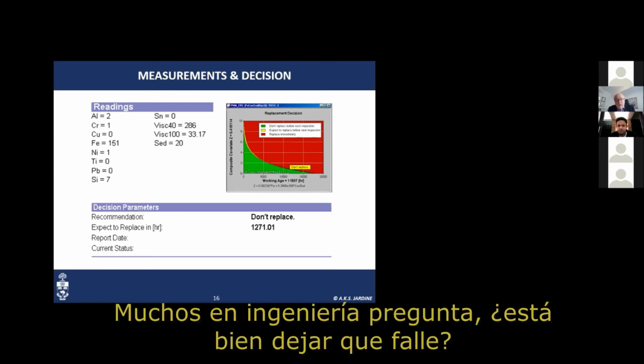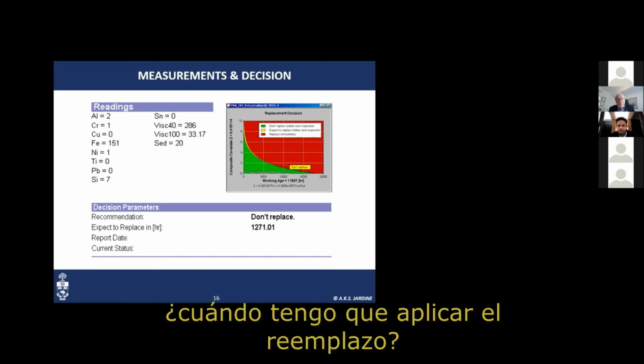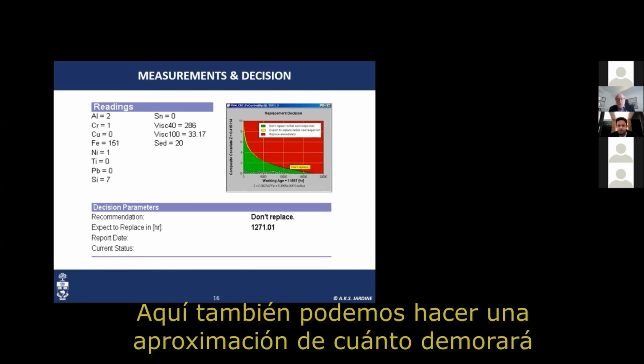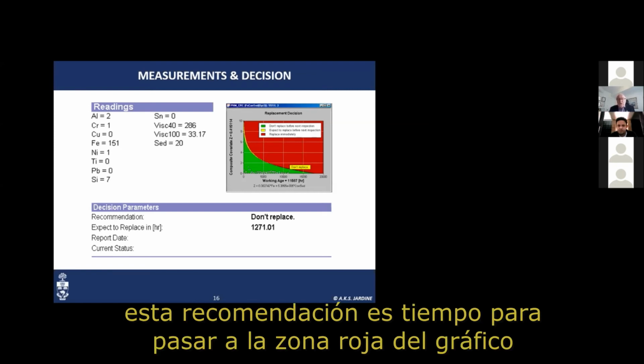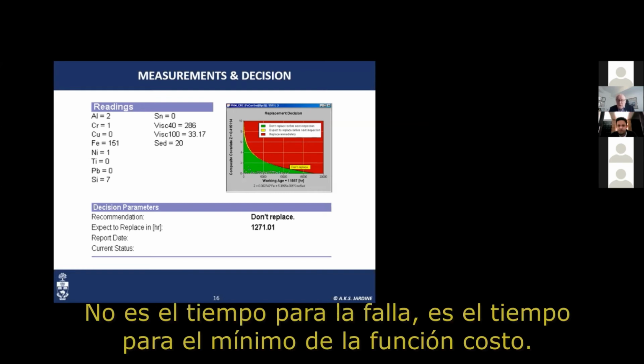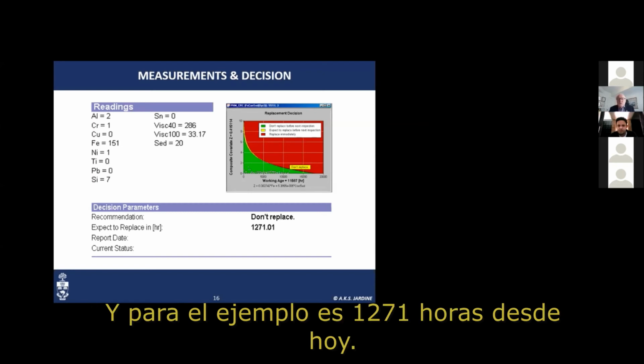And of course, many of us in engineering want to know, it's okay telling me to keep running, but when might I expect to have to change out the plant? So here we also can make an expectation of how long it's going to take before we get into the time where the recommendation is to replace. Now, this recommendation is a time to get into the red zone. It's not the time to failure, it's just a time to get the minimum of the cost function. And in this example, it's 1271 hours from today.